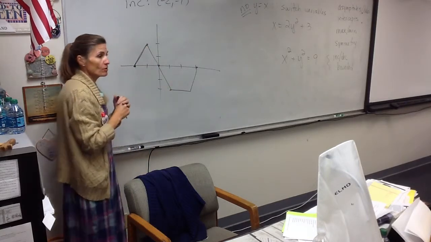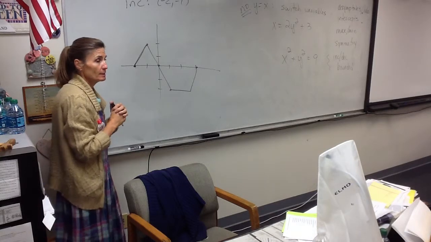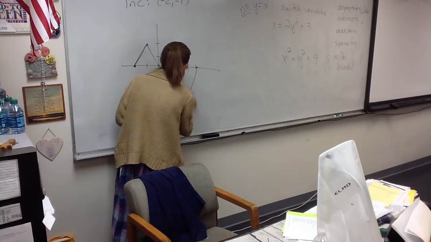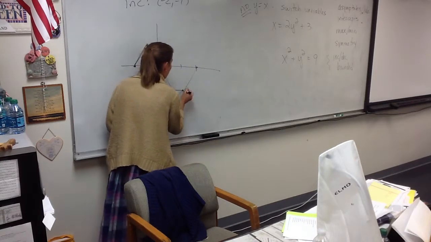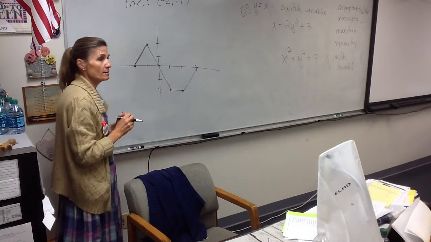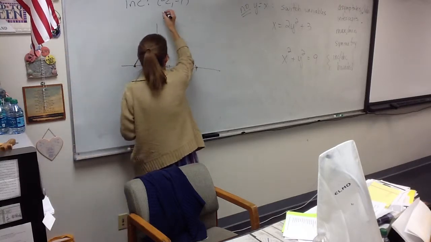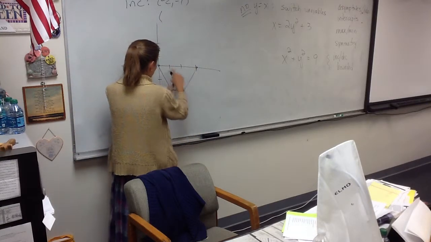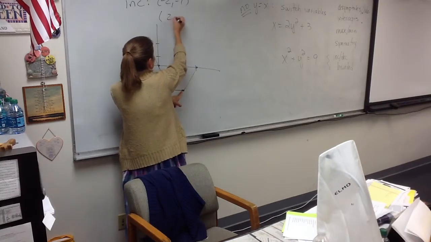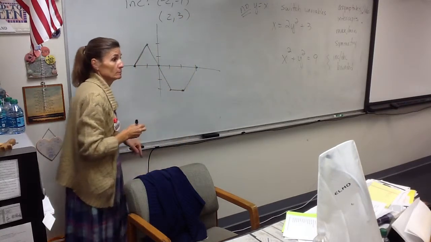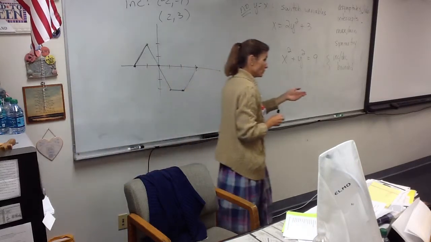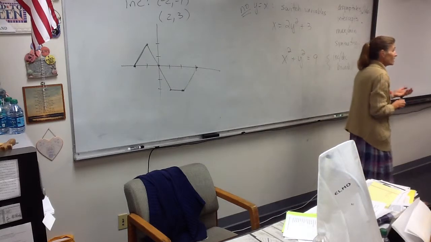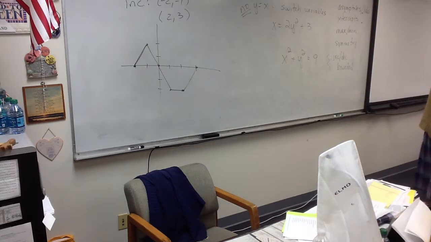Is there any other part of the curve where my pencil is going up? Yes, I guess I better plot that a little more carefully. From here to here, my pencil is going up, right? So another increasing interval would be from 2 to 3. So when the question says, on what intervals is the curve increasing, that just means look at the x values and where's your pencil going up.